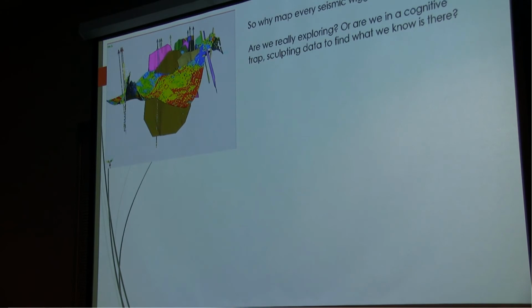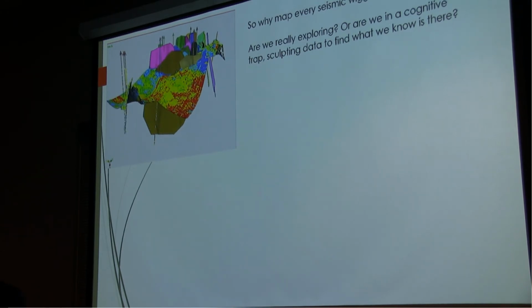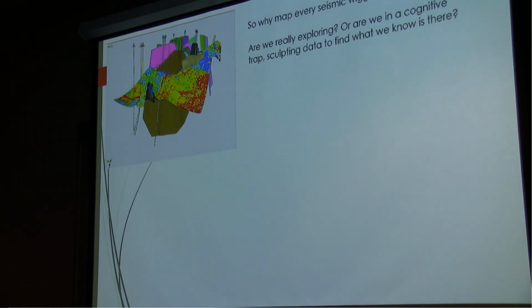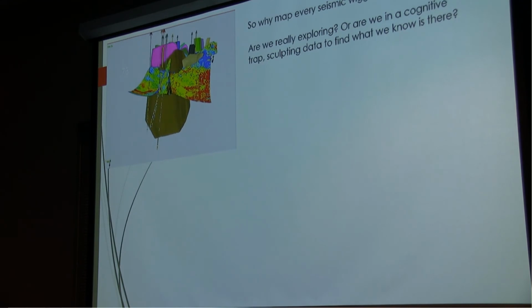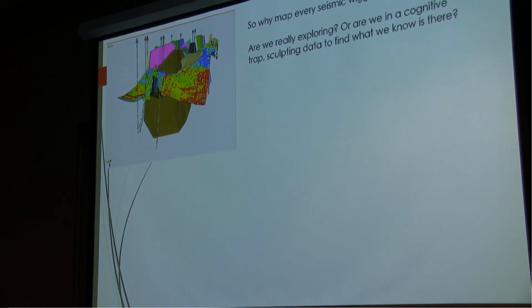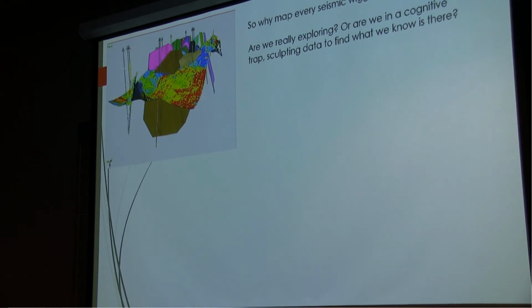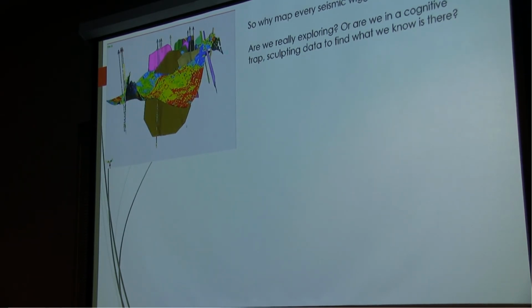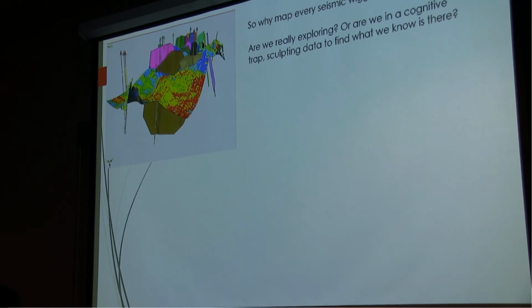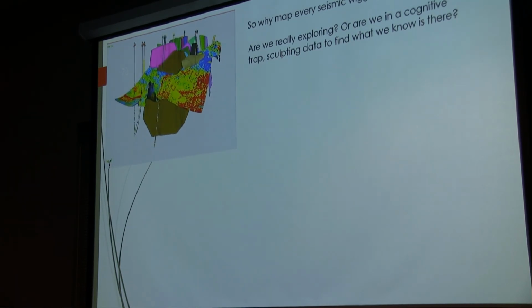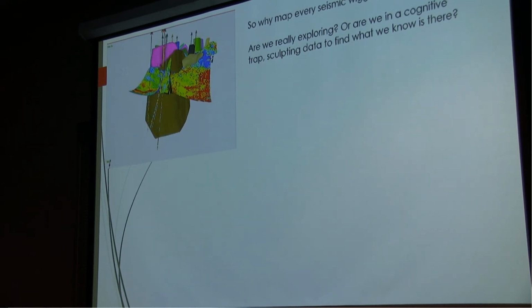But the question is, why do we map every seismic wiggle? Is it defocusing? Is it worthwhile? And the only way to answer that is to really ask another question. Are we really exploring anymore? Or are we in a bit of a cognitive trap? Are we just looking for the stuff that ties the nearest production, and that's all we're looking at?